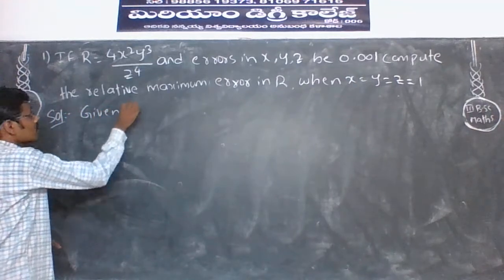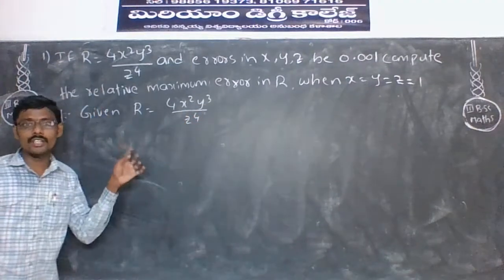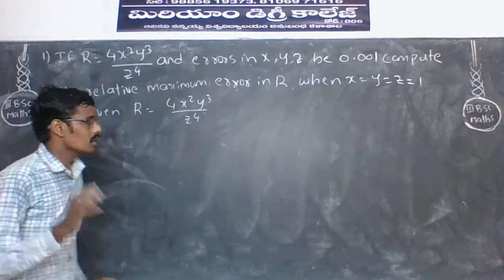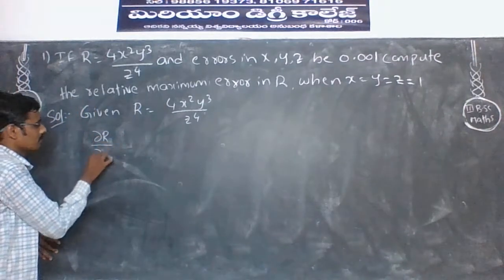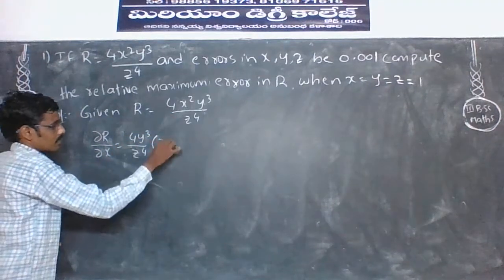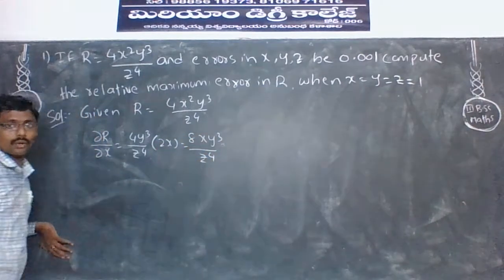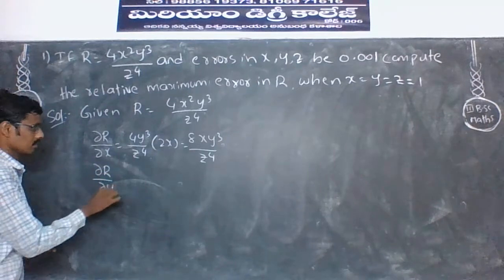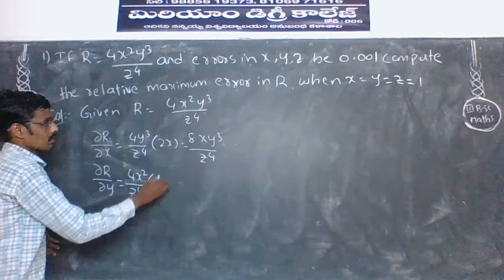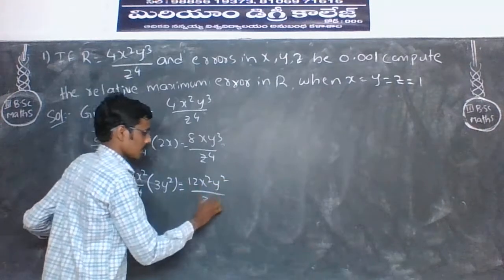Given R is equal to 4x square y cube by z power 4. Take the partial derivative with respect to x, with respect to y, and with respect to z. So ∂R/∂x: treating 4y cube by z power 4 as constant, the derivative of x square is 2x, so 8x y cube by z power 4. Next ∂R/∂y: treating 4x square by z power 4 as constant, the derivative of y cube is 3y square, giving 12x square y square by z power 4.